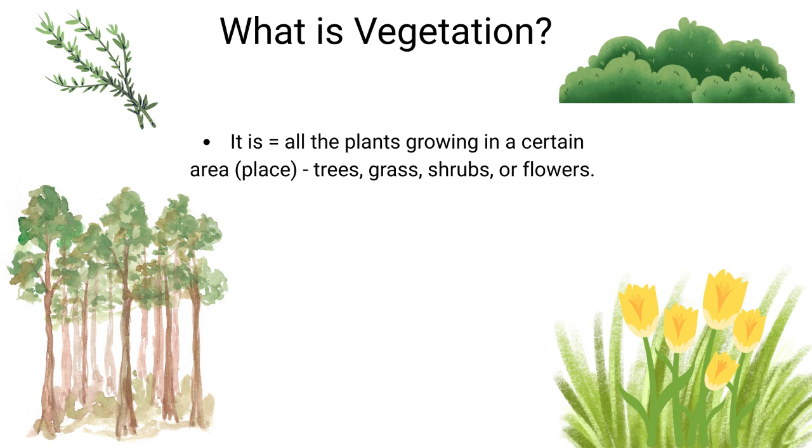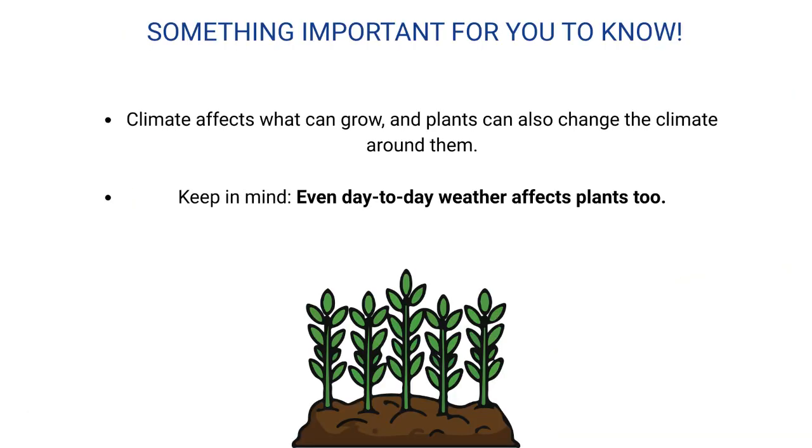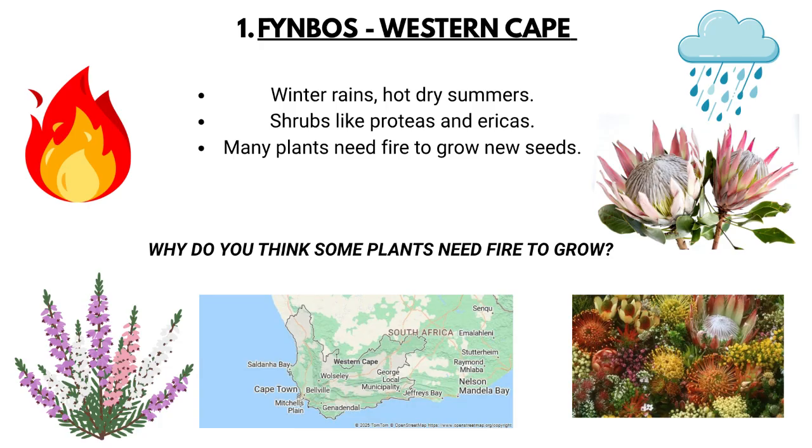Moving on to vegetation. Vegetation is all the plants growing in an area, like trees, grass, shrubs, or flowers. Let me tell you something important. Climate affects what plants can grow, and plants can also change the climate around them. Even day-to-day weather affects plants.